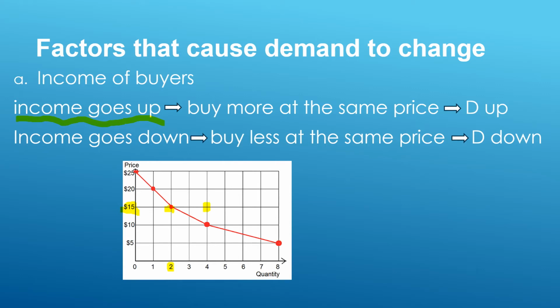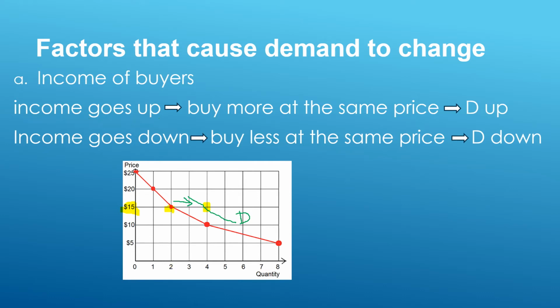This new point is no longer on the original demand curve. It actually goes through the new demand curve. So this is the increase in demand. When demand increases, the entire curve shifts to the right.